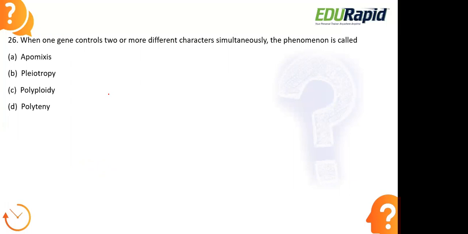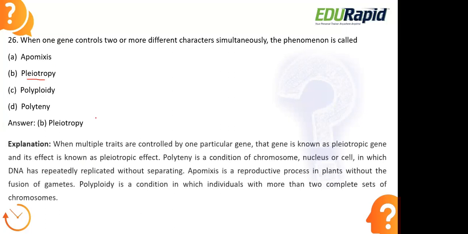Okay, let us look at the right answer. The right answer is option B, pleiotropy. Pleiotropy is when multiple traits of organisms are all controlled by one particular gene. A single gene can control all the multiple traits, and this phenomenon we call pleiotropy. The effect produced by this function we call the pleiotropic effect.